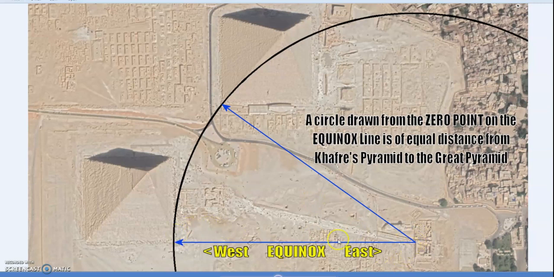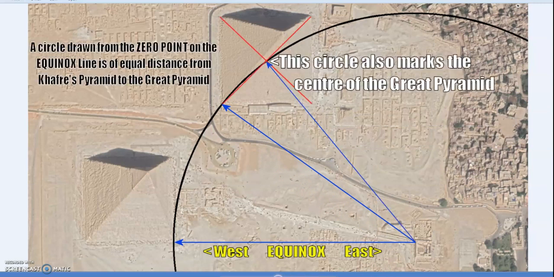To the base of Khafre's pyramid, if from the 0 point marker we draw a large circle, it marks the corner of Khafre's pyramid and it marks the corner of the Great Pyramid. It's equidistant. This is a design element. Now, possibly, let's say it's coincidence. Well, just so happens that that same distance marks the very center of the Great Pyramid.